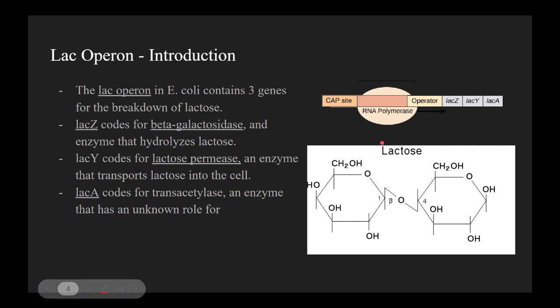LAC-Z, this first gene here, codes for an enzyme called beta-galactosidase. This is the enzyme that actually breaks down the lactose. You have this lactose here. You don't have to know this, but it's a disaccharide with glucose and galactose. And what beta-galactosidase does is it literally cuts this bond and breaks it down here.